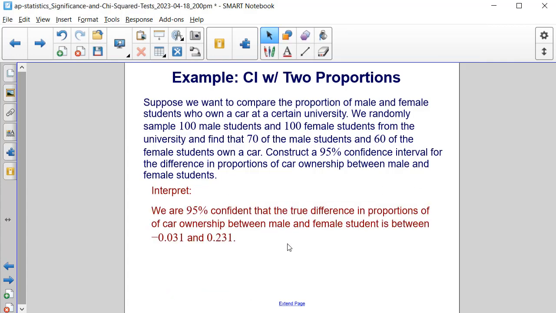And now we can interpret our results. We are 95% confident that the true difference in proportions of car ownership between male and female students is between negative 31 thousandths and 231 thousandths.